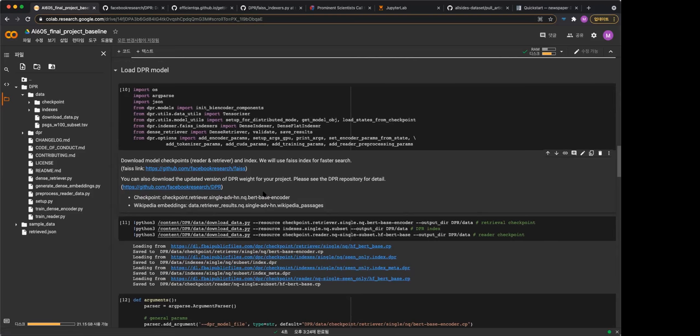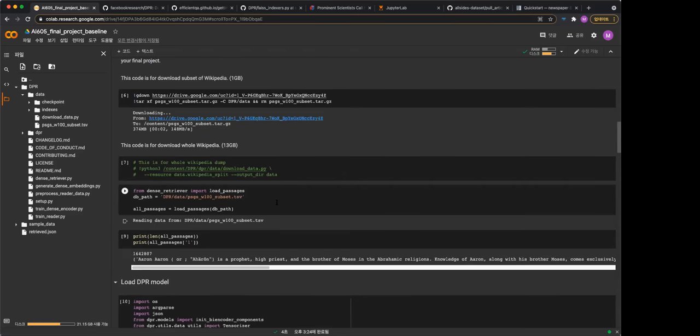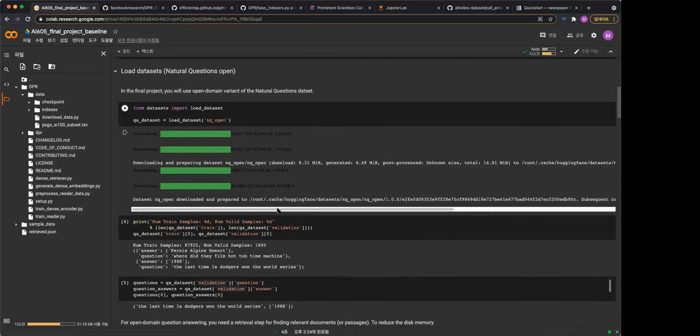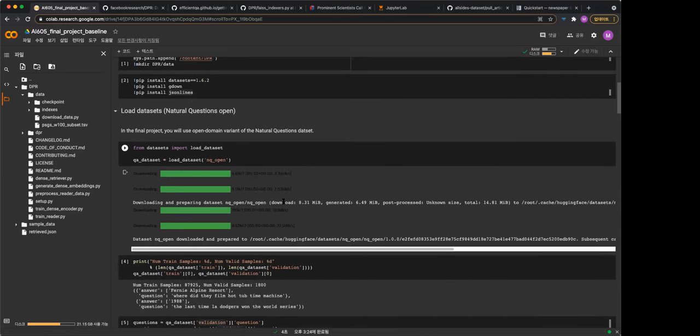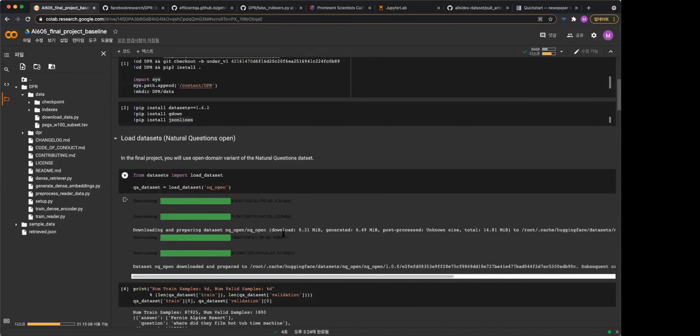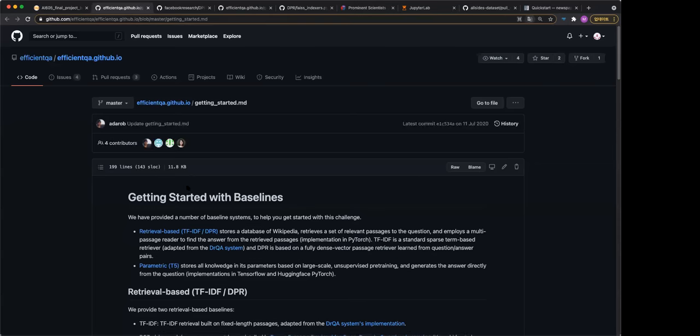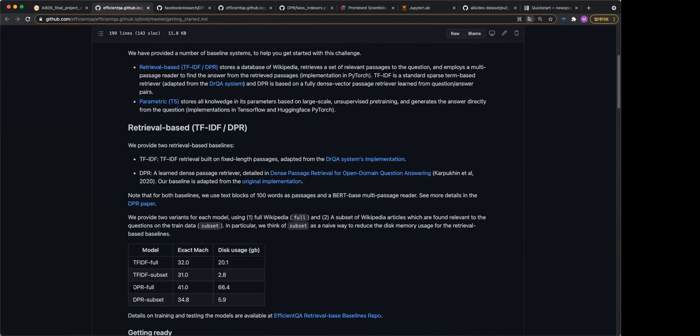And I think I want to point out one thing: I only use the subset Wikipedia because it takes only 5 to 6 gigabytes, but in your final project, you can use the whole Wikipedia, and whole Wikipedia takes about 60 gigabytes. But the performance is much better. This is the DPR full file, and this is the DPR subset file used in this baseline. And the performance gap is almost 6 to 7%. So it will be better to use the DPR full file if you have enough disk space or RAM.